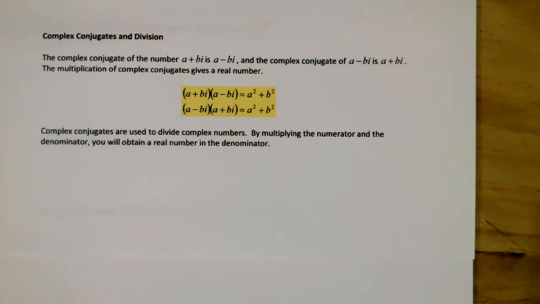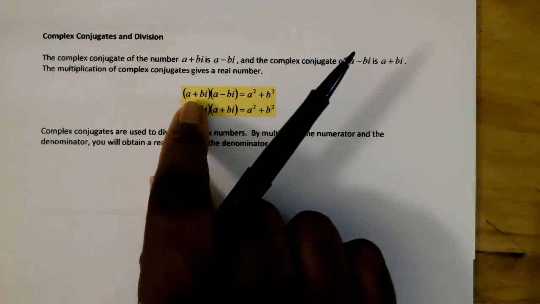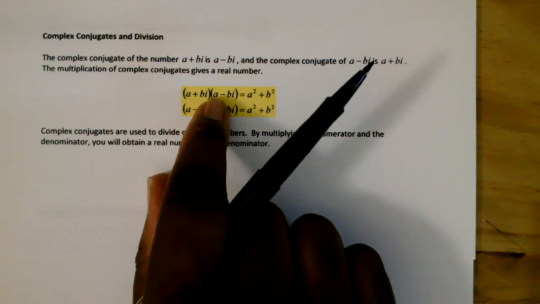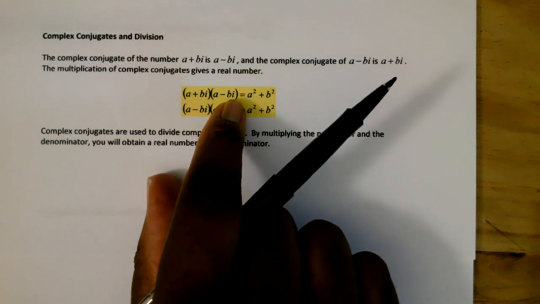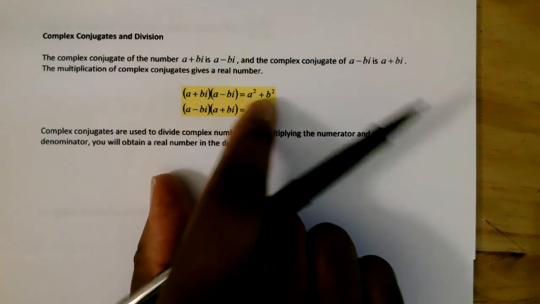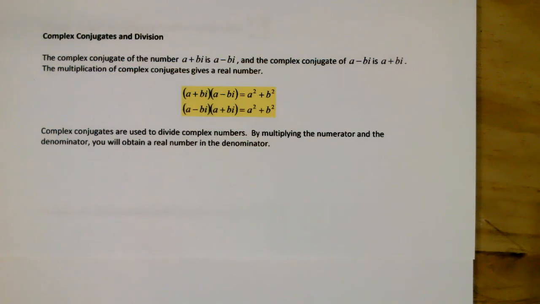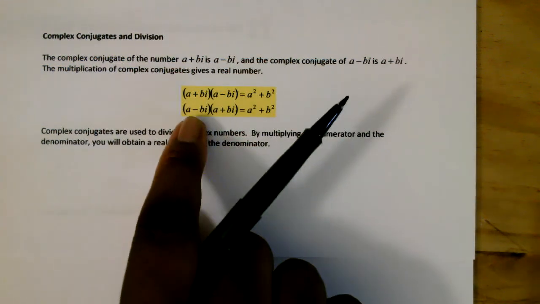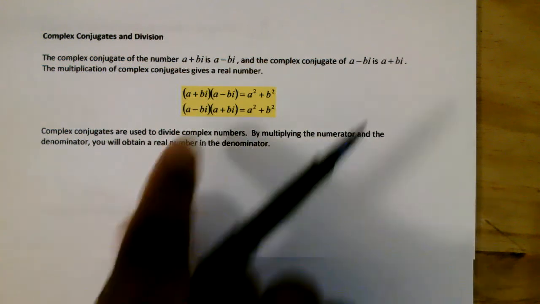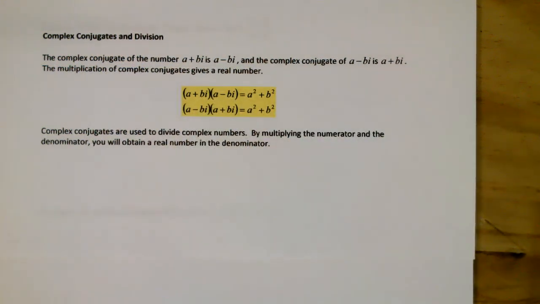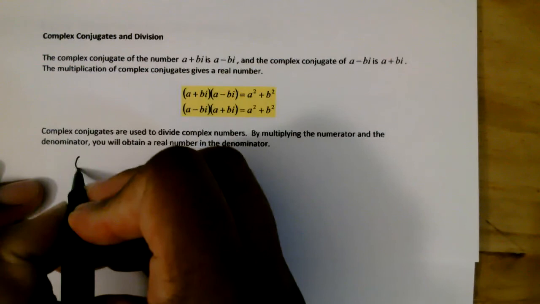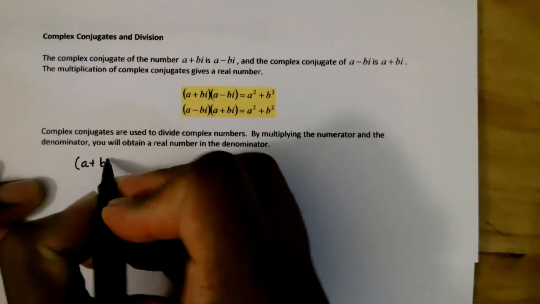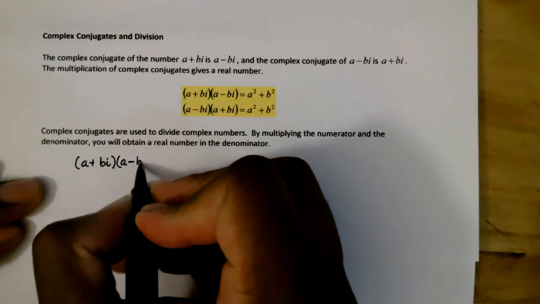Now, if we multiply complex conjugates, we're going to get a real number. So like in this case here, a plus bi times a minus bi, that's simply going to be a squared plus b squared. Also, a minus bi times a plus bi, if you just use the commutative property, you're still going to get a squared plus b squared. And to prove that, let's do this. A plus bi times a minus bi.